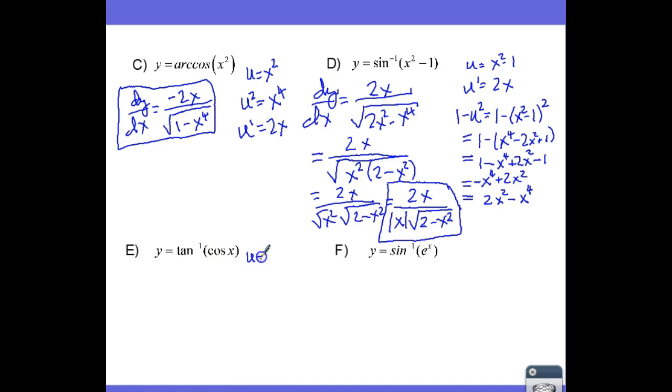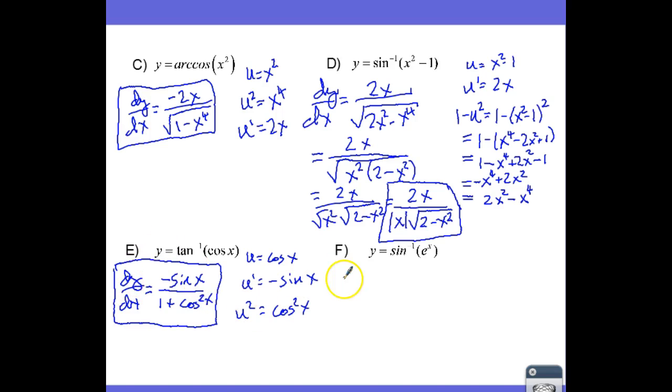So let's begin by writing u equals cosine of x. So u prime is going to be the negative sine of x, and u squared is going to be cosine squared x. Now, dy dx is going to be equal to u prime over 1 plus u squared. So that's negative sine of x over 1 plus cosine squared x. Finally, let's take a look at f.